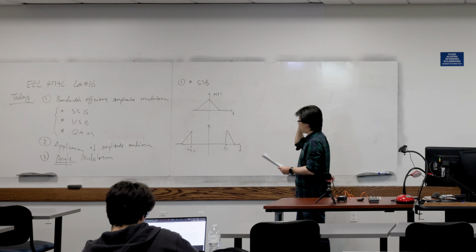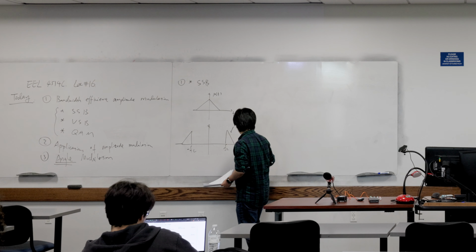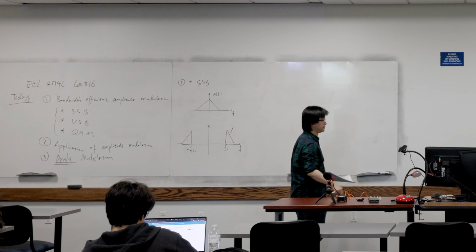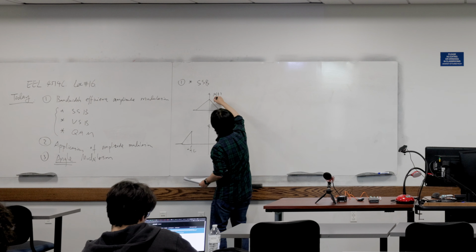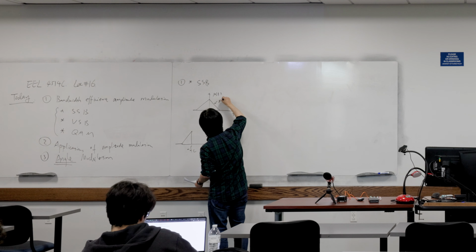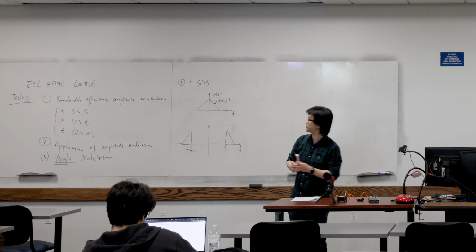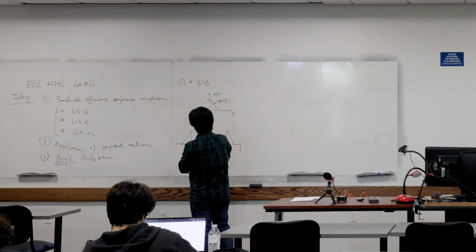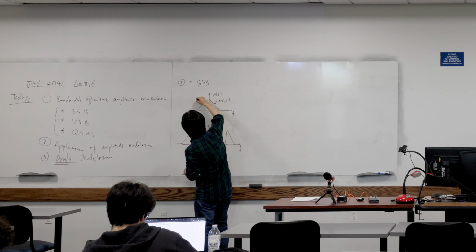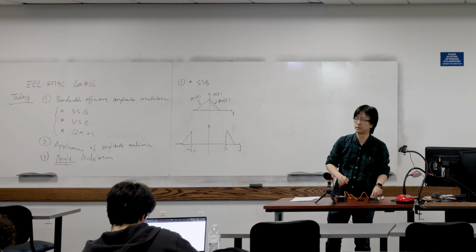To make our life a little better, we give names to the halves. We call this half M plus of f, which is basically this side, and then we call this side M minus of f, because we have to treat them separately.